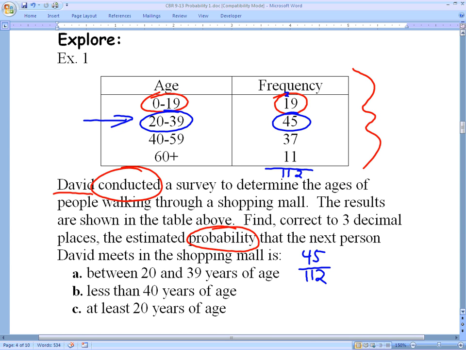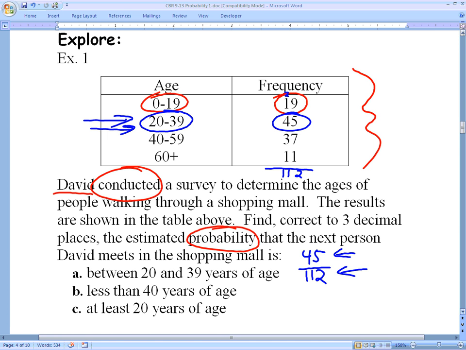You don't need labels for probability. Any labels we have, such as the top would have been number of people, bottom would have been people as well, they would cancel out. And that'll always be the same. You'd always have the same label on the top as the bottom. So there's never a label when it comes to probability. And that's it. That's experimental probability. Your total number of trials, which was 112, and then the desired outcome was this group of 20 to 39 right here. We had 45 out of the 112.